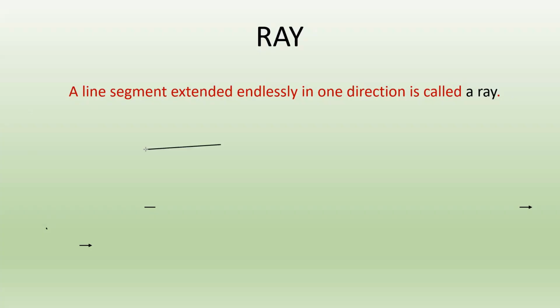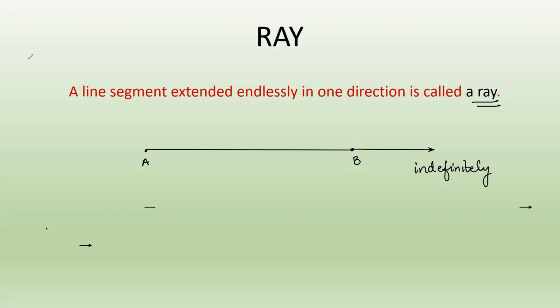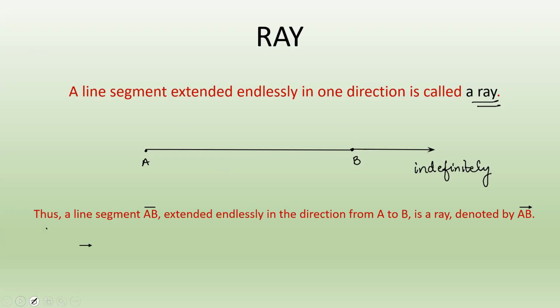For example, if we take this as a line segment, now a line segment has two endpoints. Now when we take AB as a line segment and we extend it in the direction of B from A to B, now this particular line segment becomes a ray. Why? Because it is extended indefinitely from A to B.